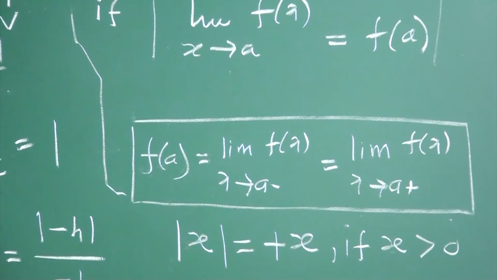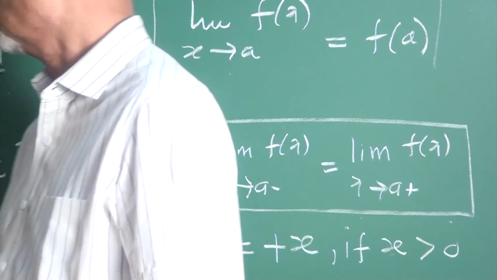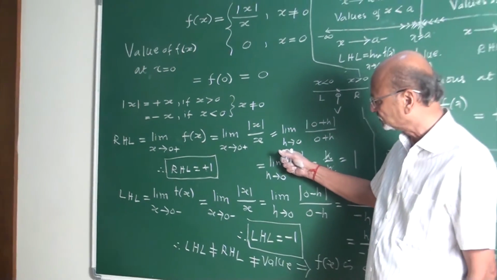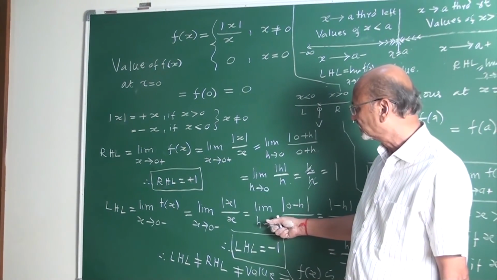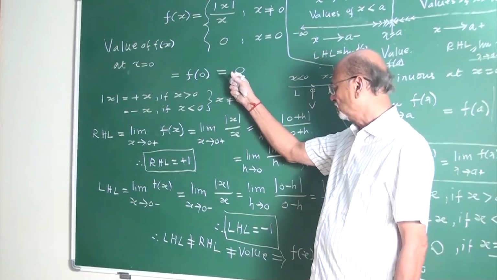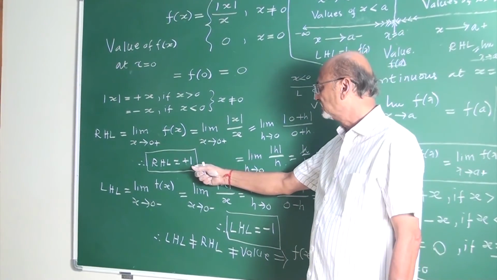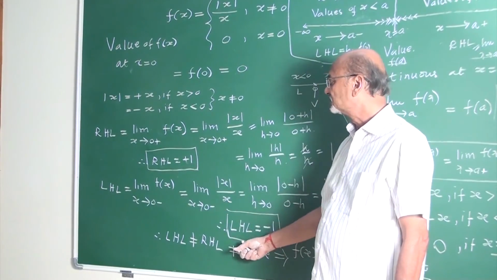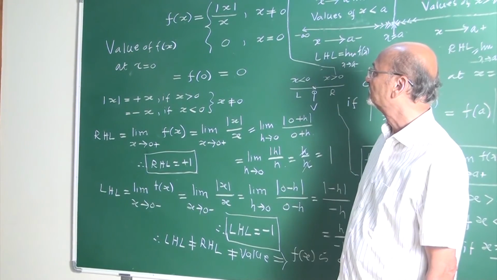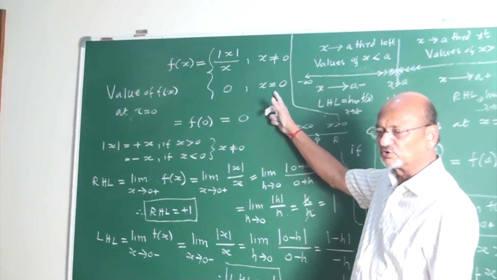The function is discontinuous. Now, by making use of this, my friends, there is no need to calculate LHL if RHL is calculated first. Likewise, if LHL is calculated first, it is not necessary to calculate RHL. The value is 0 and it is not equal to either RHL or LHL. By that, we can conclude the given function is discontinuous at x equal to 0.